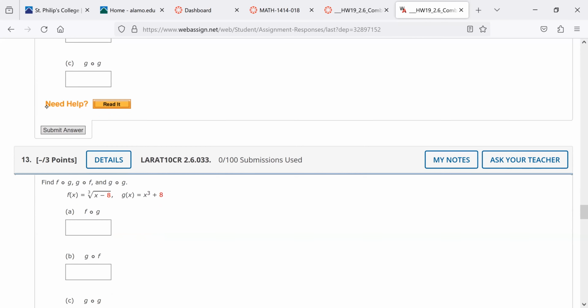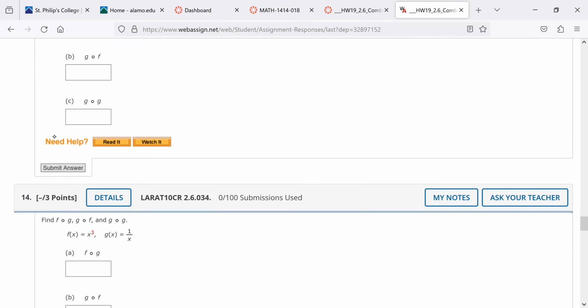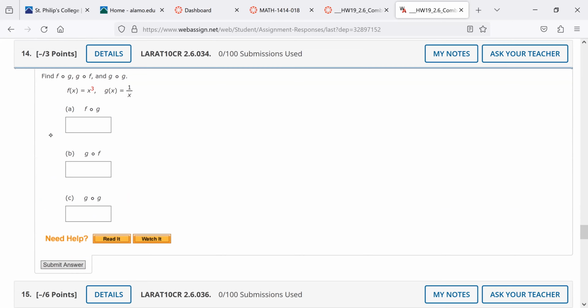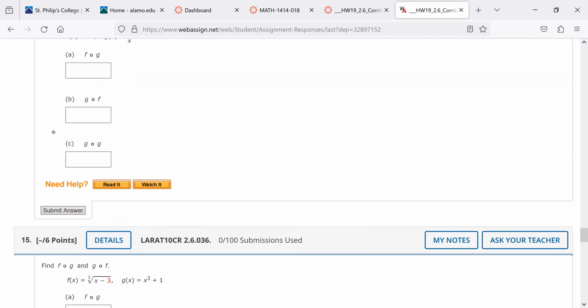12 is the same deal, just harder looking functions. The only thing that changes is the algebra. That's it.